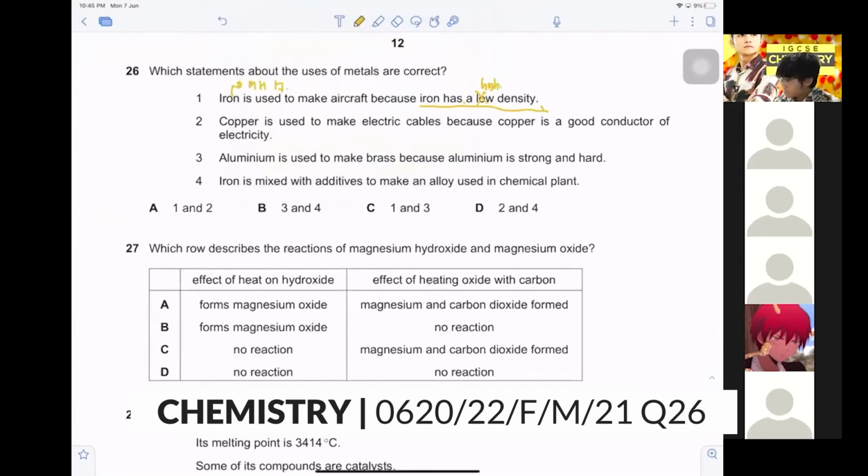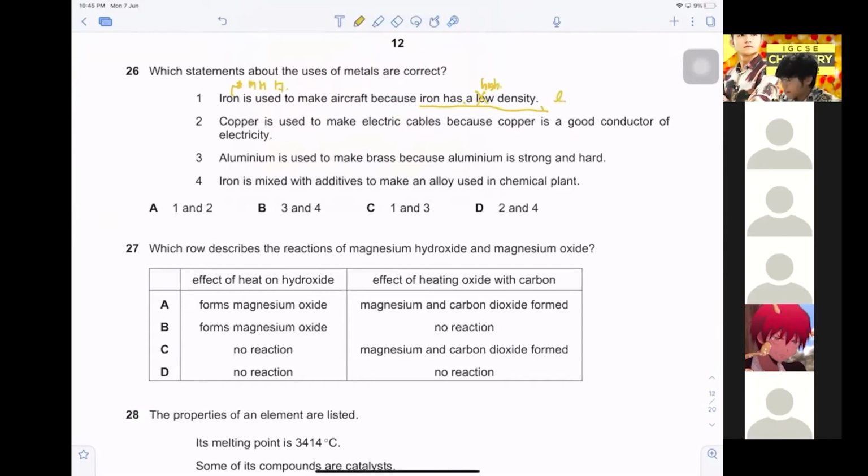Okay, copper is used to make electrical cable because copper is a good conductor. Yes, copper is a very good conductor. Yes, you're right. Okay, aluminium is used to make brass. No. This brass is basically made from copper, right? Okay, iron is mixed with additive to make alloy used in chemical plant. Yes, in fact, iron is used to make stainless steel.